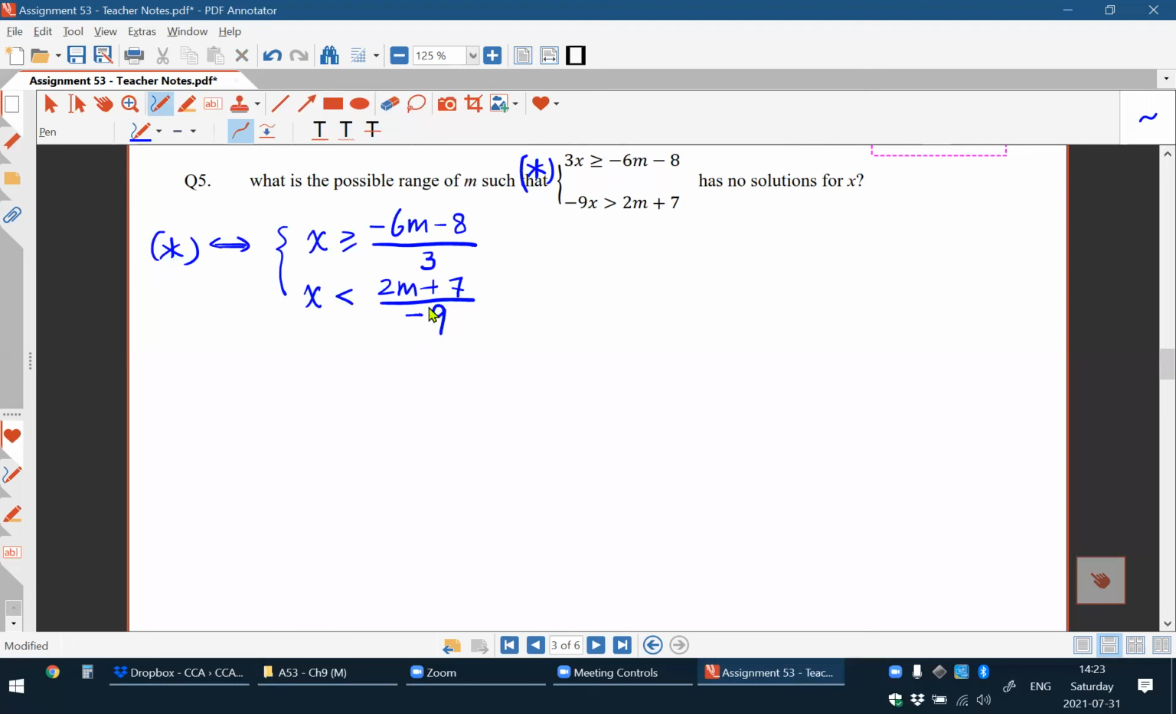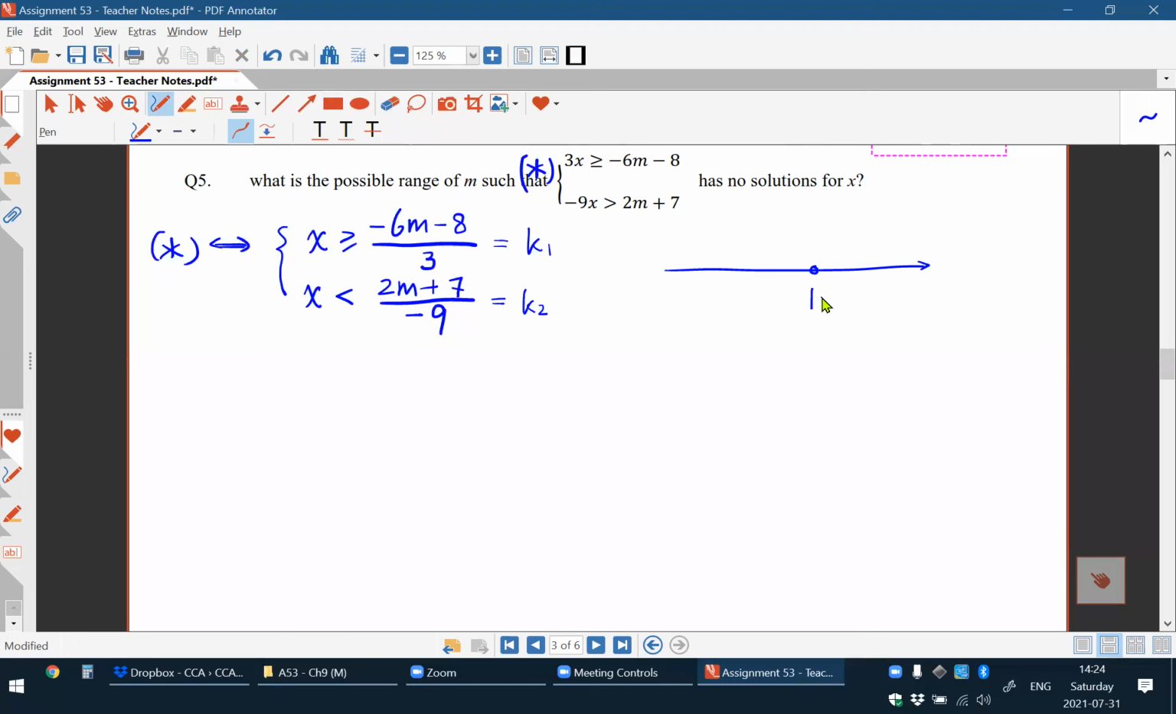Okay, also remember that if we divide both sides using a negative number, here minus 9 is a negative number, right? You need to remember to change the direction of the inequality symbol. All right, so we denote the first number here as k1 and the second number here as k2. Now we need to decide the relative positions of k1 and k2.